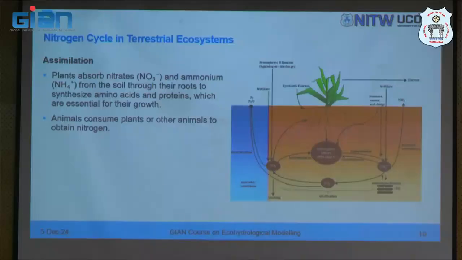Animals and humans consume these plants or other animals to obtain the nitrogen. That part is the assimilation in our ecosystem, right. From the atmospheric system, it has now come into the soil. From the soil, it has come to the plant, and plant to other living beings. Okay.